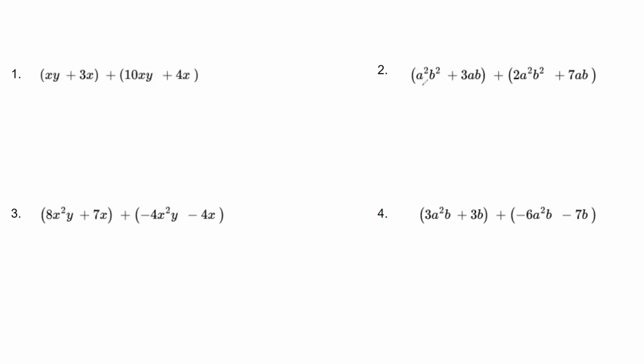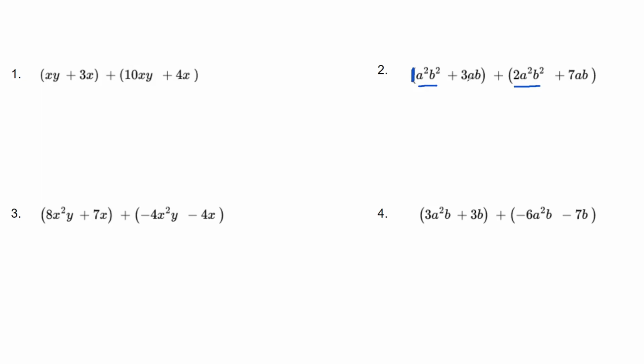So I'm going to try to ignore these parentheses. I'm not going to rewrite this problem. And I'm going to recognize that a squared b squared is the same as this term over here. We have 1a squared b squared, and we have 2a squared b squareds.